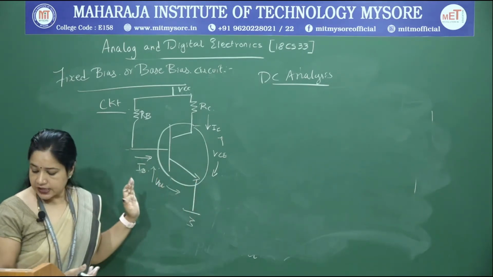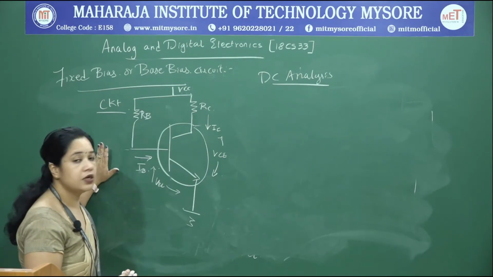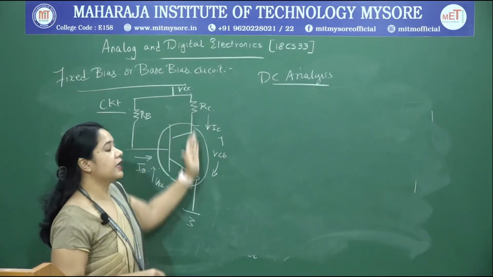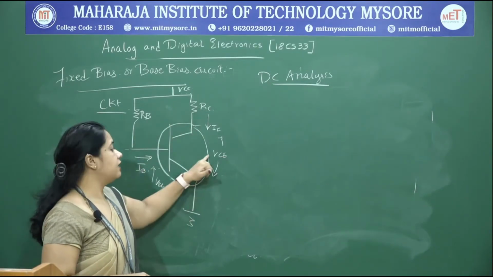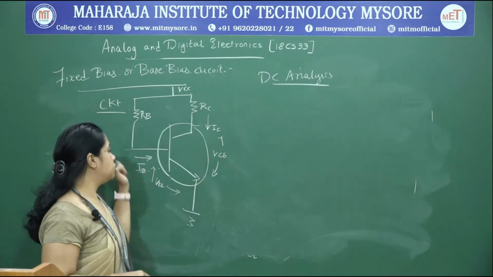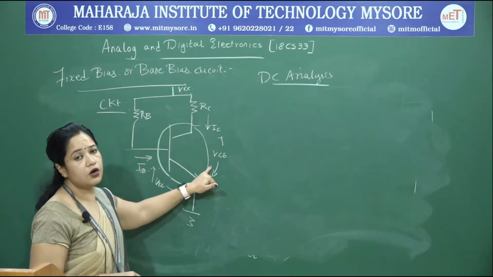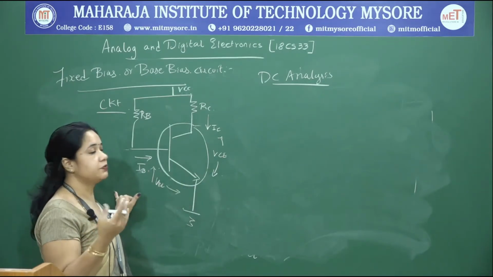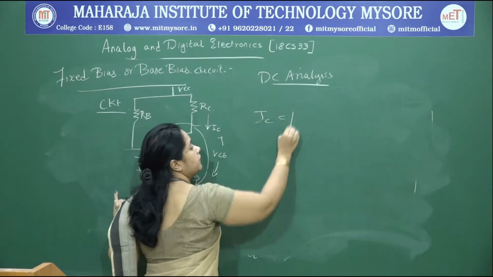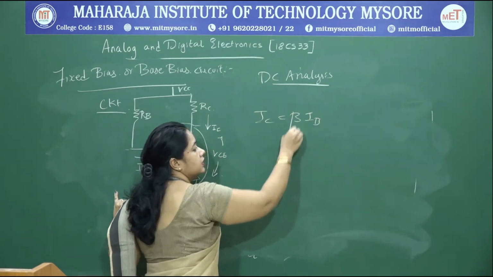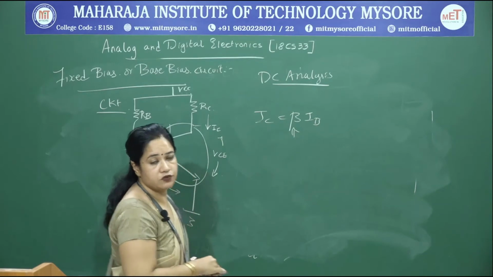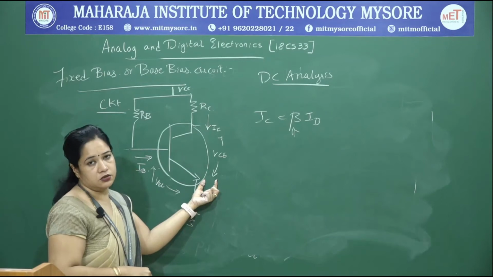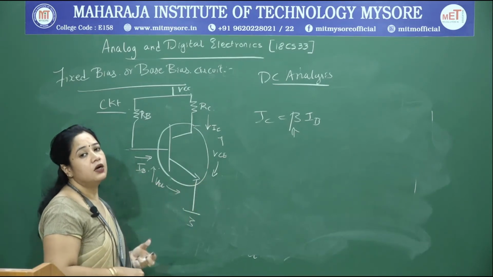So, what I do here is apply KVL to the input loop and arrive at an expression for IB, and then apply KVL to the output loop and arrive at an expression for VCE. I substitute the value of IB in the expression IC equals beta into IB, where beta is the current gain, to get the expression for output current, and subsequently substitute the value of IC in the expression for VCE to determine VCE.